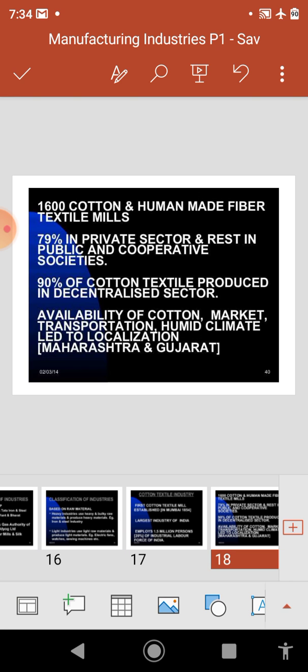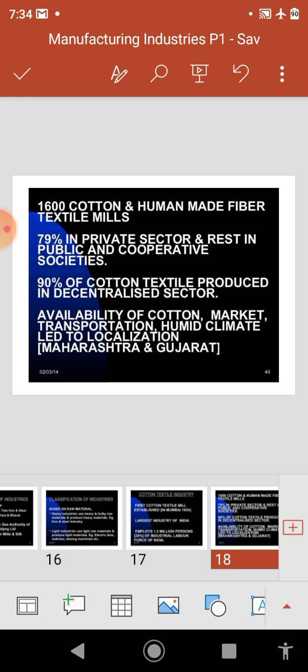With regard to the textile industry, it adds about 14% to the industrial production and about 4% to the GDP of our country. It provides employment to about 35 million persons. Together with the allied agriculture sector, it provides employment to over 90 million people.